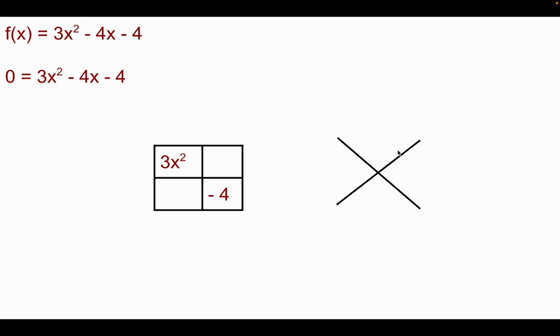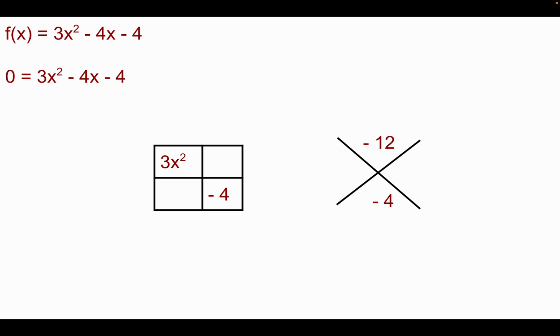So on top of my x, I'm just going to take my a term times my c term. So 3 times negative 4. That's negative 12. On the bottom of my x, I'm putting in my b term, which is negative 4. So I need to find two numbers that will multiply to negative 12, but add to negative 4. So my process for doing this is going to be to find all the numbers that multiply to 12 first. So what numbers multiply to 12? Well, I could do 1 and 12, I could do 2 and 6, or I could do 3 and 4.